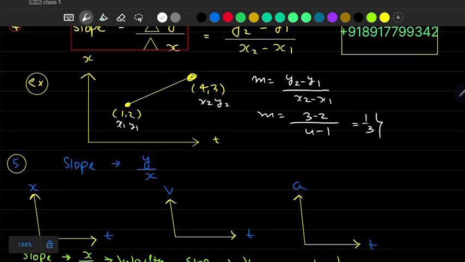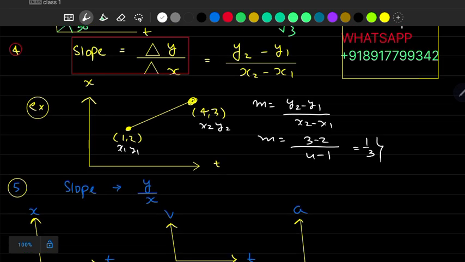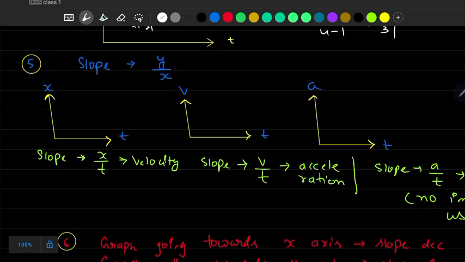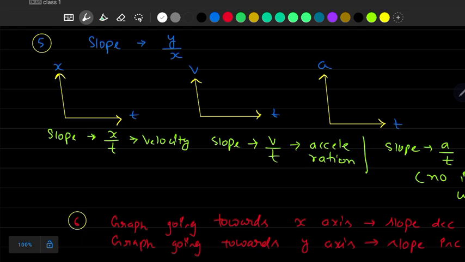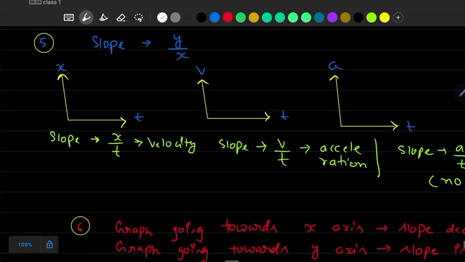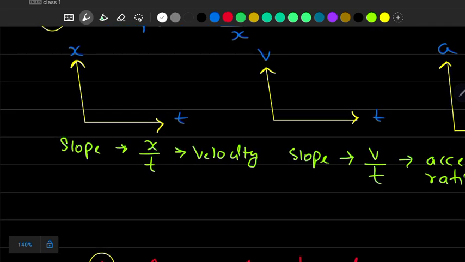Next thing, now we know that slope is nothing but y upon x. So if someone asks us, what does the slope of xt graph give us? Slope is y upon x. What's y? In y we have displacement. What's x? In x we have time. So x by t is nothing but velocity. It means slope of xt graph gives us velocity. I hope this point is clear to you.